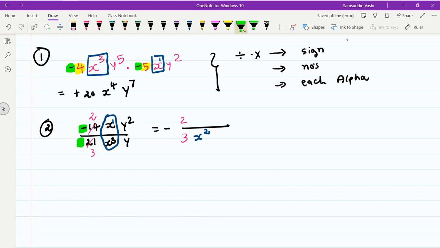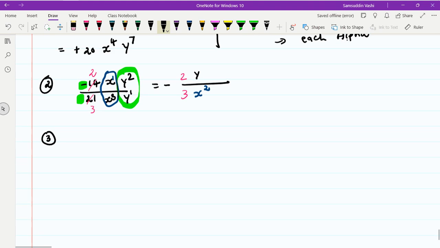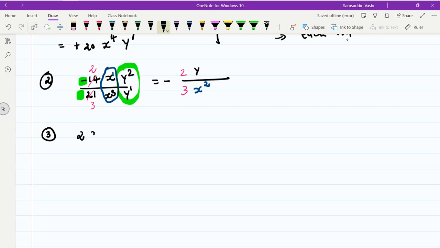And then we deal with y. Y squared divided by y to the power of 1. So the bigger power is in the numerator, so my answer will be in the numerator. That's number 2. Then number 3: 2x to the power of negative 1 times 3x.